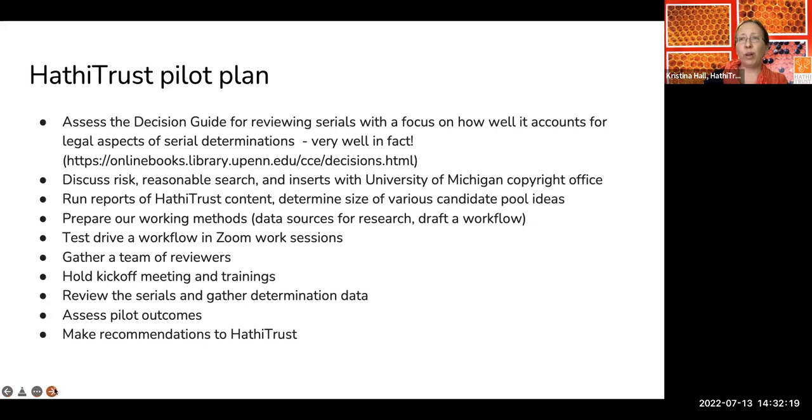So I drafted a workflow, including how to use those data sources that John just showed to you. We held a kickoff meeting and trainings with the pilot team.